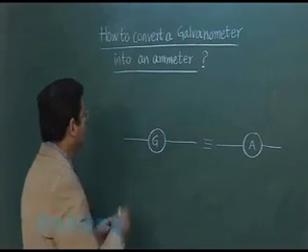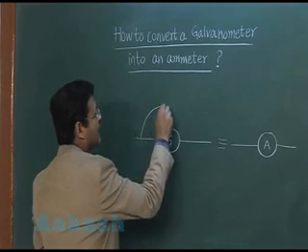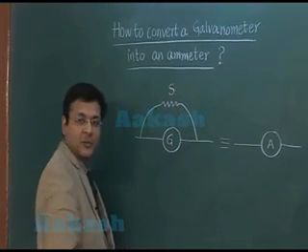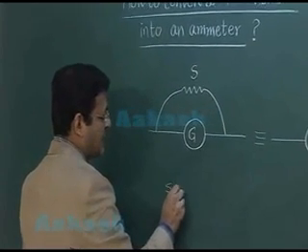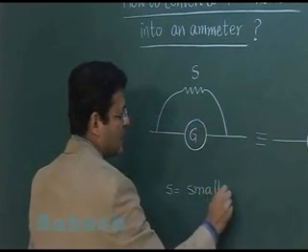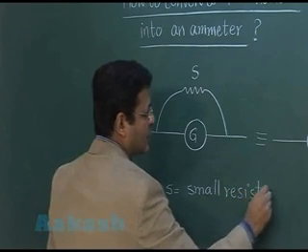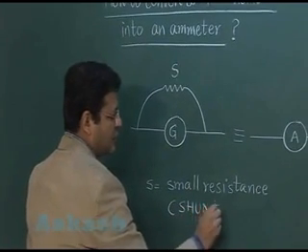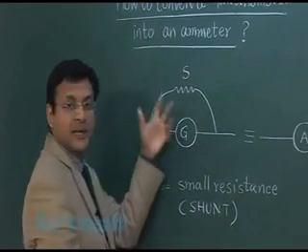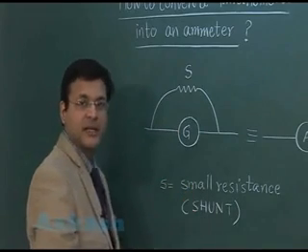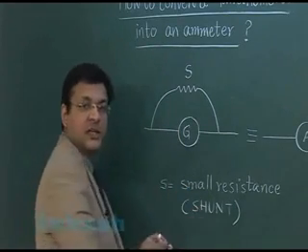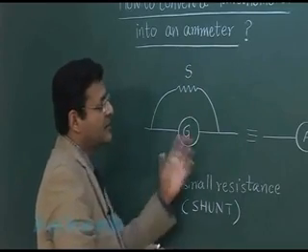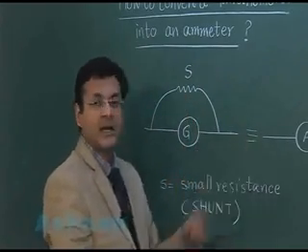Now, the common method is that you connect a very small resistance in parallel with the galvanometer. Here S stands for a very small resistance, which is also called a shunt. You understand? The small resistance that you connect in parallel with the galvanometer is also called a shunt. And the situation here says that when a very small resistance is connected to the galvanometer, then the entire setup behaves like an ammeter.